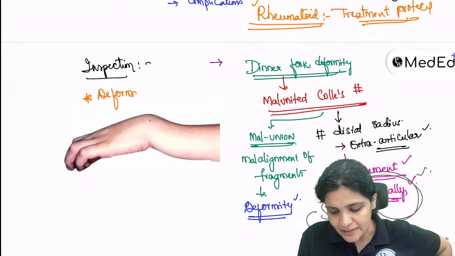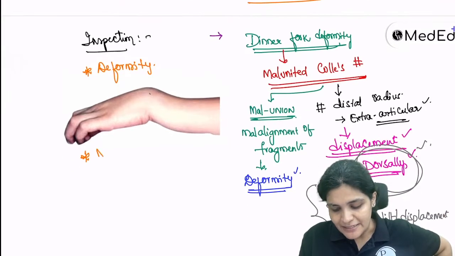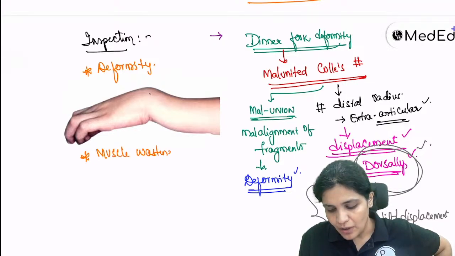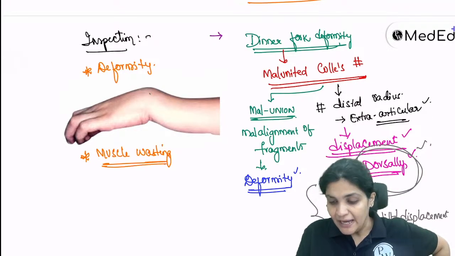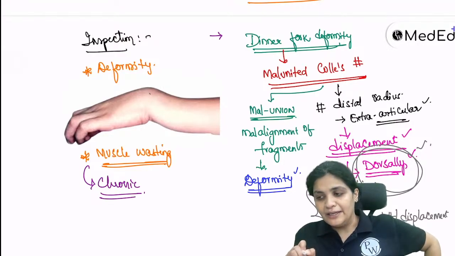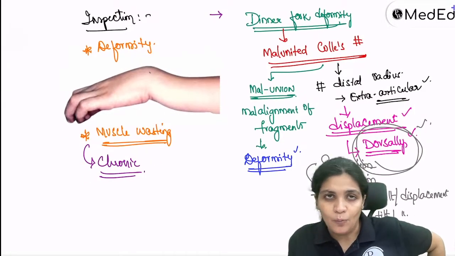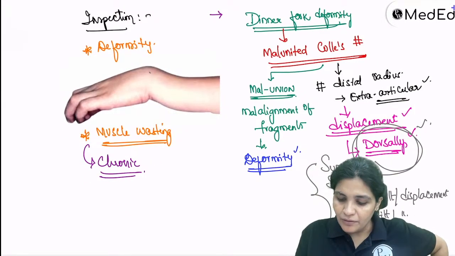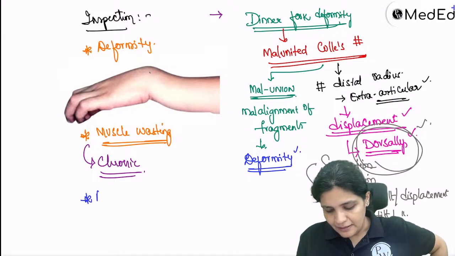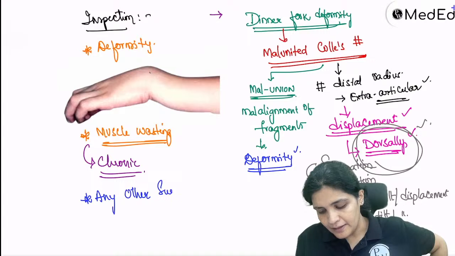You will describe it. And then what do you have to describe? You have to describe muscle wasting. This is very, very important in your inspection. You have to talk about the muscle wasting, because in any chronic case, what we usually expect is that the muscle gets wasted, right? And then we are going to comment about any other swellings which are present, right?